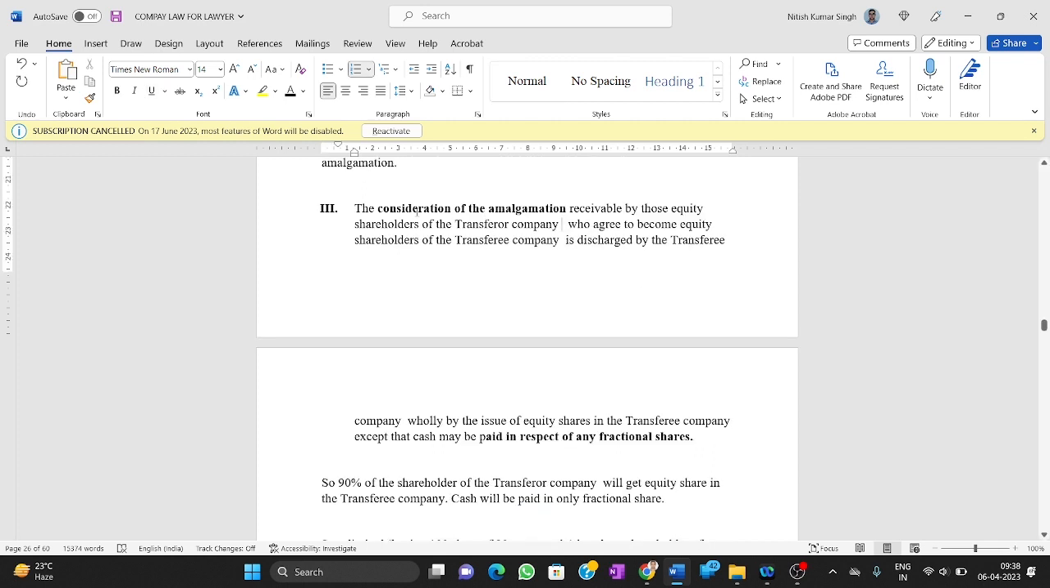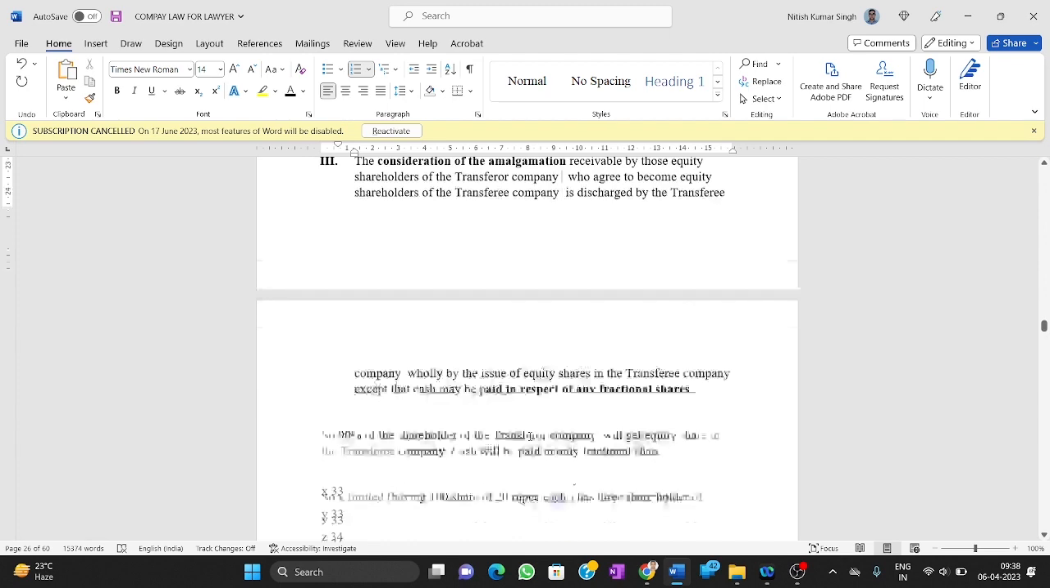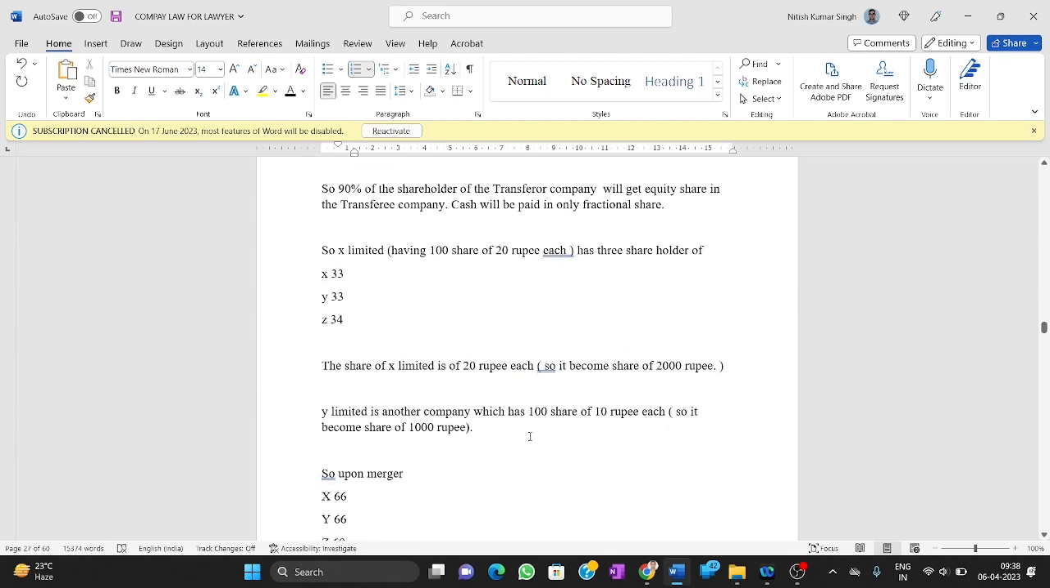Now let's talk about the third point. The consideration of the amalgamation receivable by those equity shareholders of the transferor company who agree to become equity shareholders of the transferee company is discharged by the transferee company wholly by issue of equity shares in the transferee company, except cash that may be paid in respect of any fractional share. So I am talking about the above example. Here 90% of the shareholders of the transferor company will get equity shares in the transferee company, and cash will only be paid in case of fractional share.